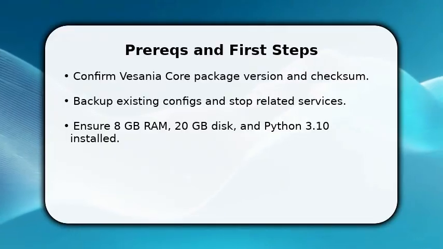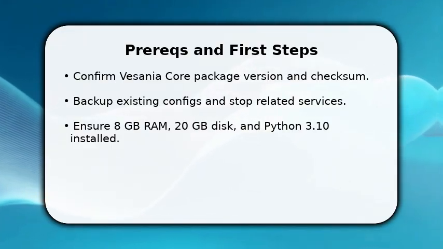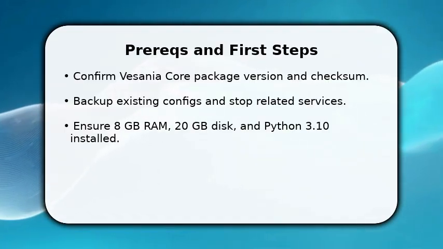You begin by verifying prerequisites. Check the Vesania Core version and its checksum so you avoid corrupted installs. Once done, back up current configuration files and stop any services that might lock resources. Make sure your system meets the minimum hardware and Python 3.10 requirement. This prevents runtime errors later.